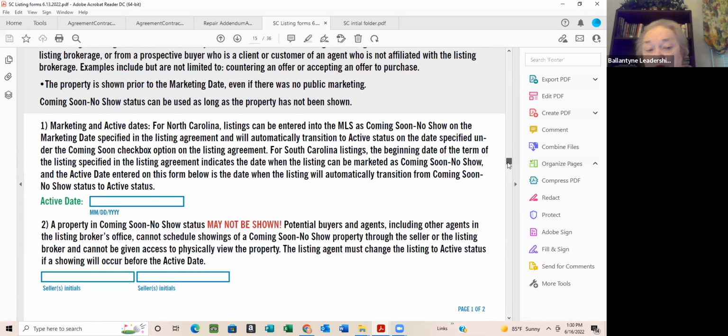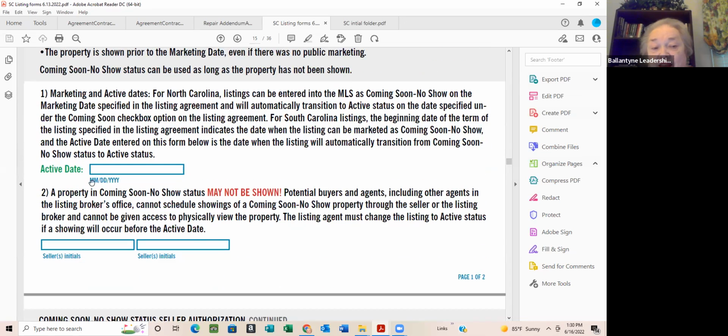Down on the bottom, you're going to put the date that you're going to make it go active in the public. So if the beginning date is October the 15th in South Carolina on this particular illustration, if that's the beginning term date, and you're going to put it in coming soon at that point, what day then are you going to make it a public date, the active date?